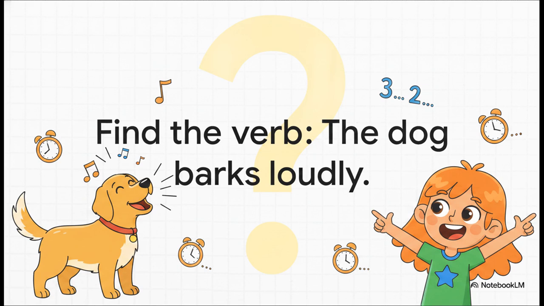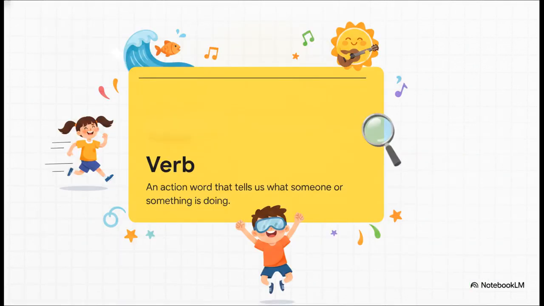I'll give you a dramatic countdown for this one. 3, 2, 1. Let me hear it. Barks. The dog barks. Barks is our action word. Honestly, you're basically a verb expert now. You made it through the challenge.